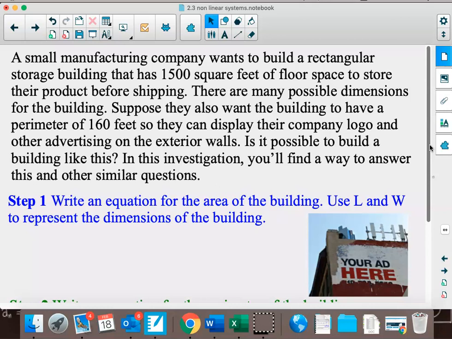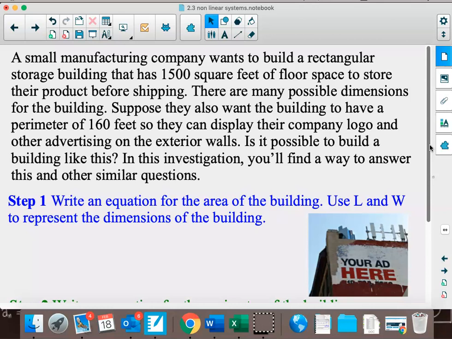Anyway, you can make it 2 feet wide and 750 feet long. That's better. 3 feet wide, 500 feet long. Okay, we're getting there. So anyway, 1,500 square feet of area, there are many possible dimensions, but they want the building to have a perimeter of 160 feet so that they can display this logo that they want to display on the exterior walls. So there's a certain length that they want their building to have so that they can display this logo nicely.